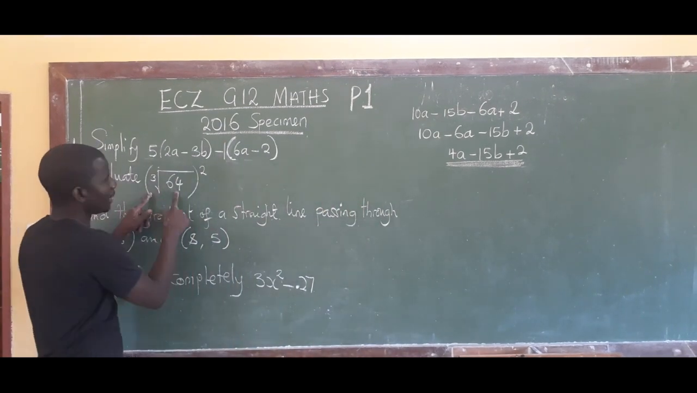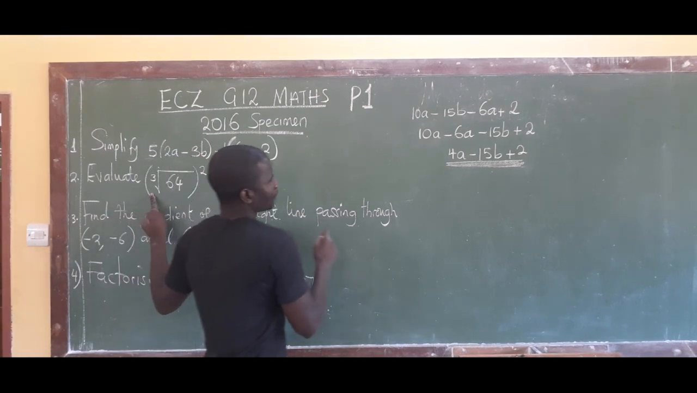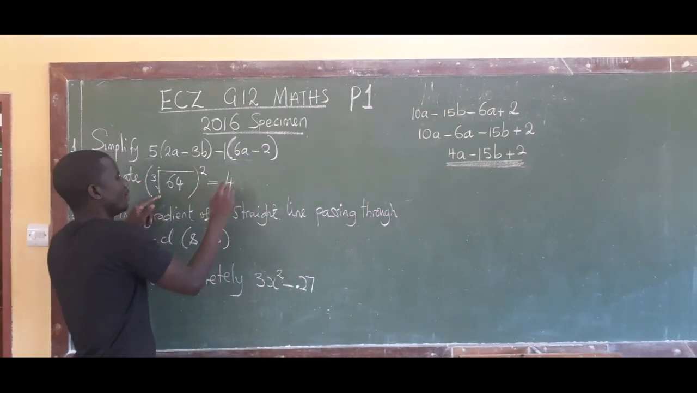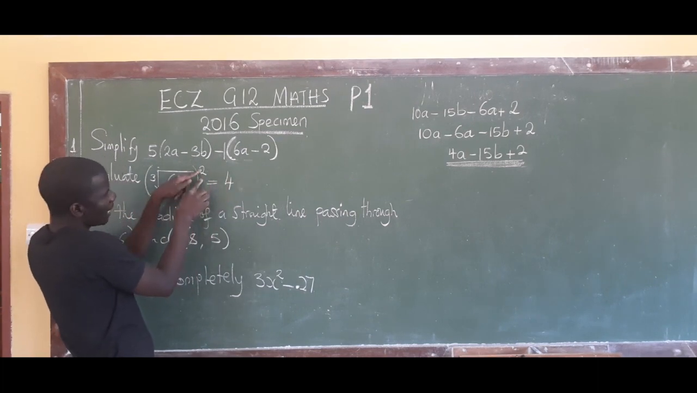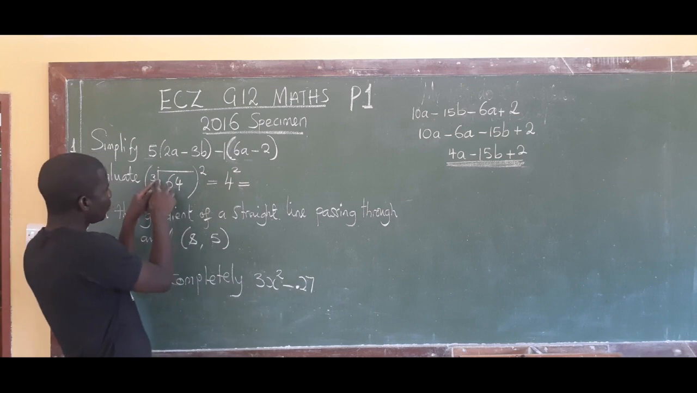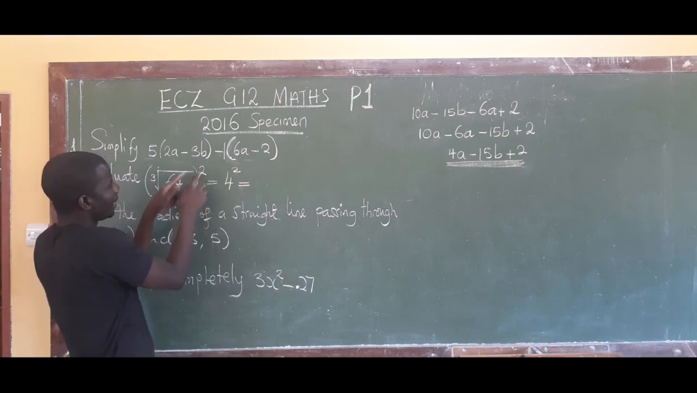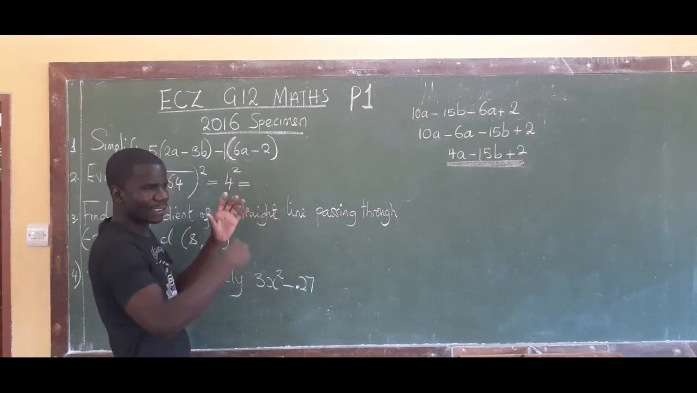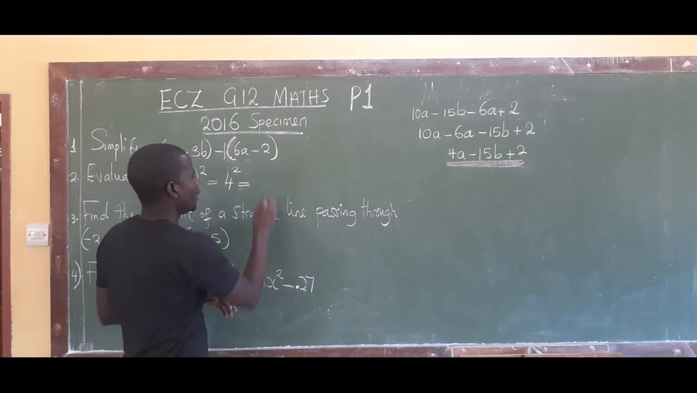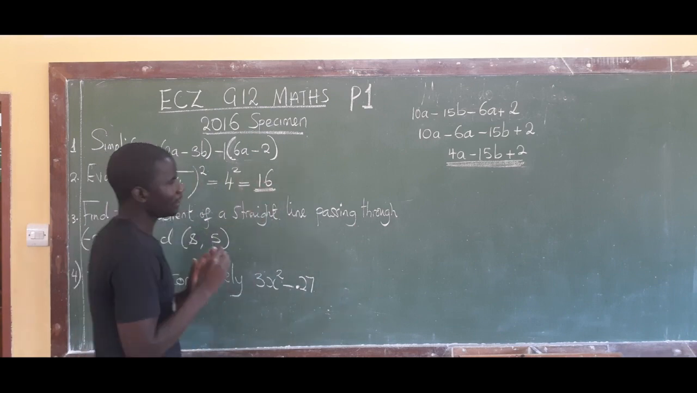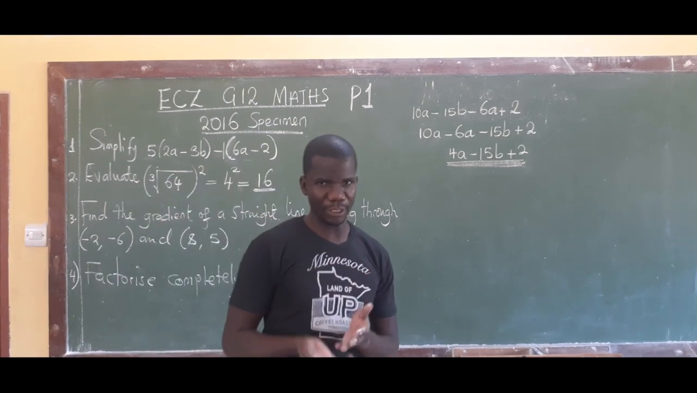So the cube root here is 4. And then that 4, we need to square it because of the square here. The cube root is 4, then squared. This is 4 multiplied by 4. 4 squared is 4 multiplied by 4, and that gives us 16. So 16 is our answer to the second question.